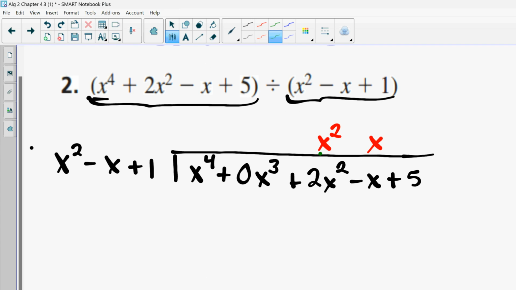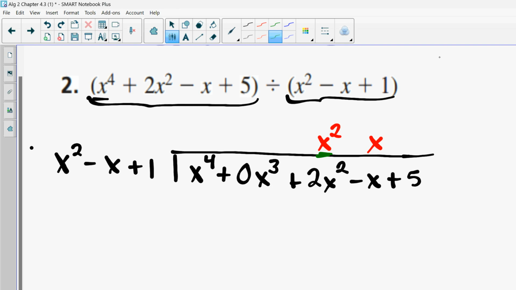As we said, the next one should have x and then just a number. So for our first multiplication, we're going to use x squared. So we're going to multiply x squared by the expression that we're dividing this other polynomial by. So we're going to multiply x squared by our x squared minus x plus 1. We're going to distribute. x squared times x squared is x to the fourth, which is indeed what we want that first term to be. They do match up now.